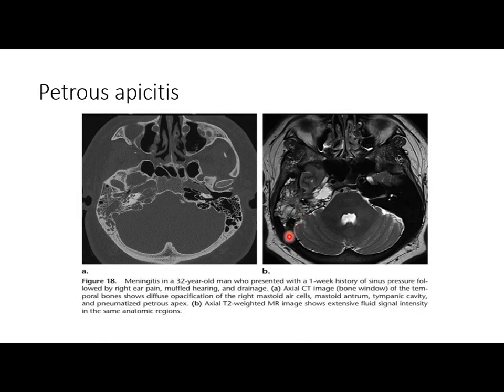We have something called petrous apicitis. Petrous apicitis is a middle ear infection which extends up to the petrous part of the temporal bone. It will be present by decreased aeration of the mastoid and opacification of the right mastoid air cells. The mastoid antrum and the tympanic cavity pneumatization will be decreased.